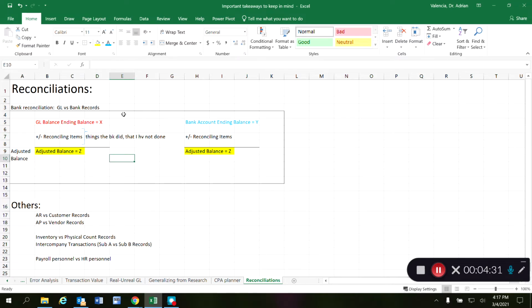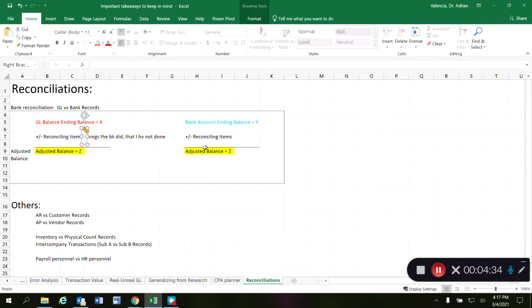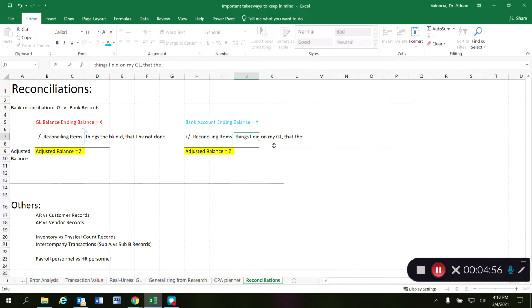Now, automatically, you can think of the other side similarly. So on this side, let me move this over here real quick. Bear with me. All right, so here we're going to have things I did on my GL that the bank has not done. Again, you can call these reconciling items to the bank balance, or you can simply think of them as things that I did on my GL, any transaction I recorded on my GL that the bank has not recorded. If you think about it this way, you're never going to go wrong. It's just that simple, really.